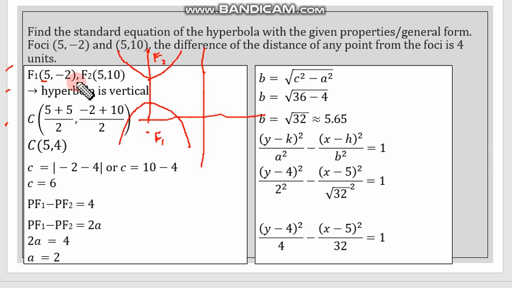So 5 plus 5 divided by 2: 10 divided by 2 is 5. -2 plus 10, that's 8, sorry, not -8. Divide by 2, that's 4. So the center is at (5, 4).